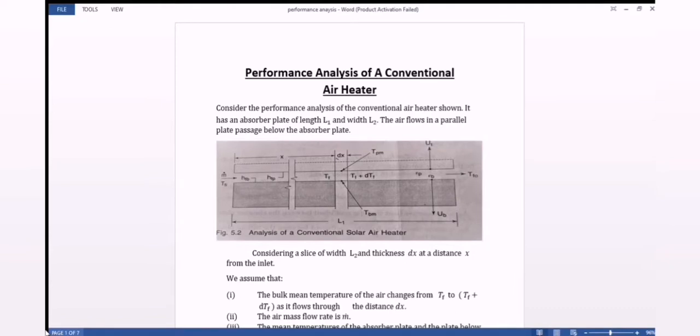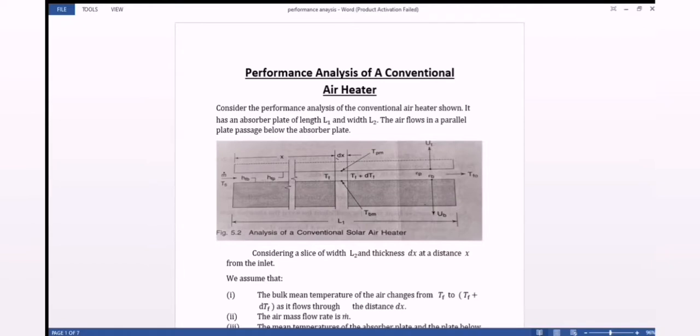Now we can discuss the performance analysis of a conventional air heater. Consider the performance analysis of the conventional air heater shown in the figure. The air heater has an absorber plate of length L1 and width L2. The air flows in a parallel plate passage below the absorber plate. The analysis is due to Villiers and proceeds along lines identical to those adopted for the liquid flat plate collector for the calculation of tau alpha B, tau alpha D, UT and UV.